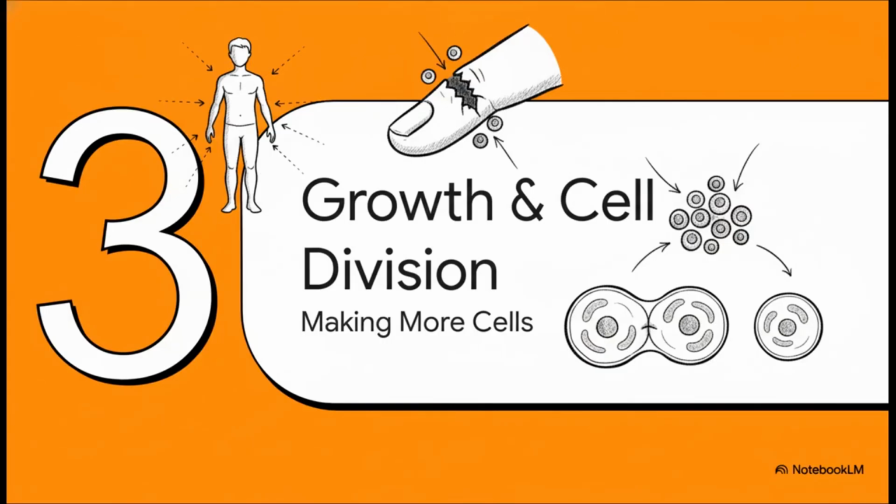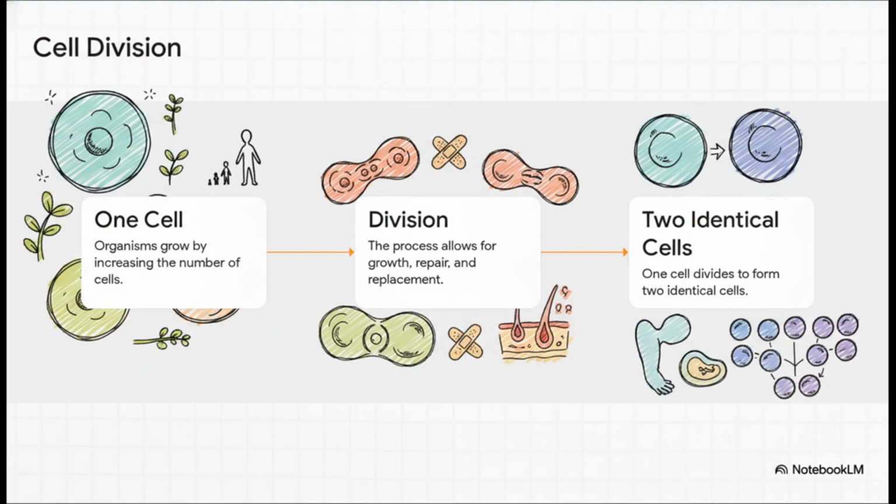Okay, so this brings up another big question. How do we get bigger, or how does a cut on your arm heal? We're made of all these tiny cells, right? Well, the answer is actually really simple. The cells themselves don't get bigger, we just make more of them, a lot more. And this all happens through a process called cell division.